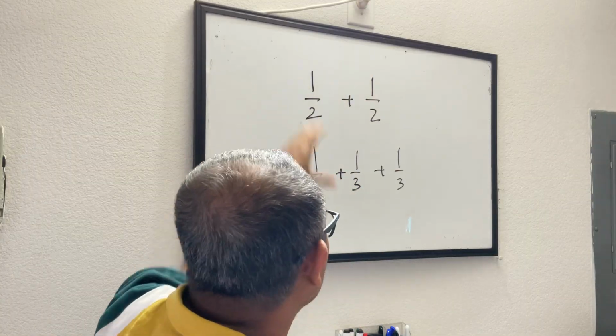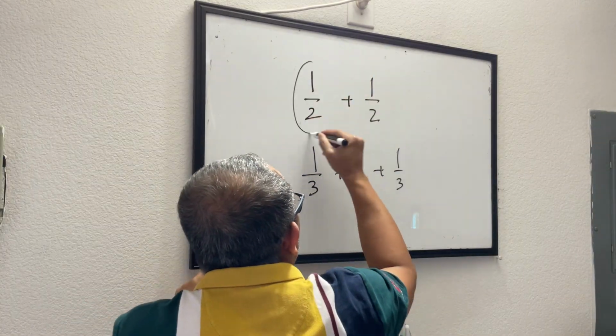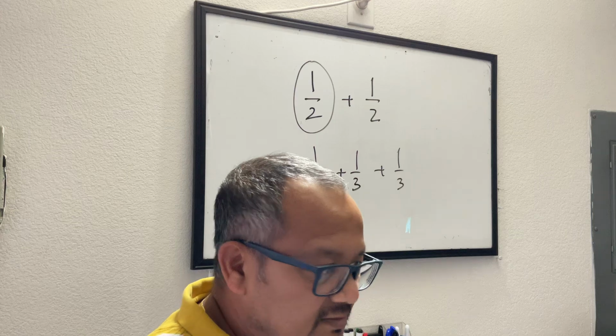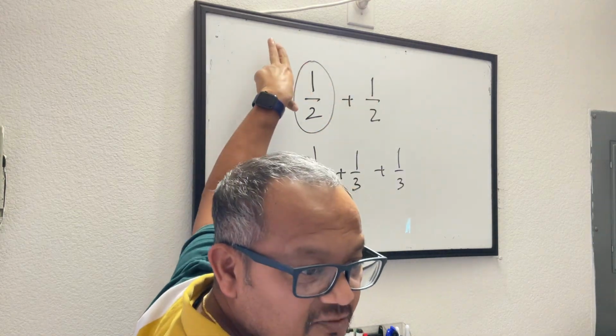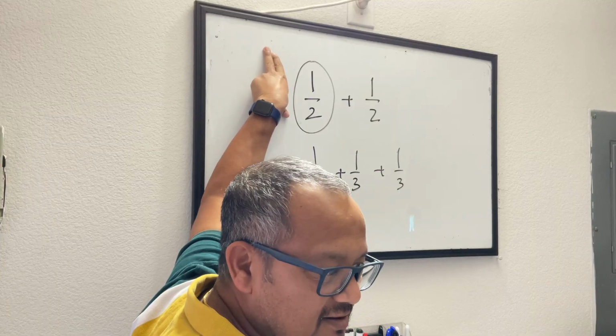1 half, if I call 1 half an apple. This is 1 apple, this is 1 more apple. I'm calling 1 half an apple. It's just 2 halves.